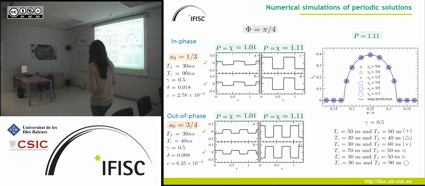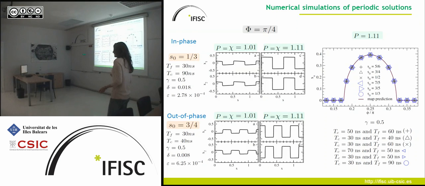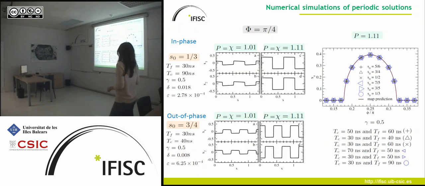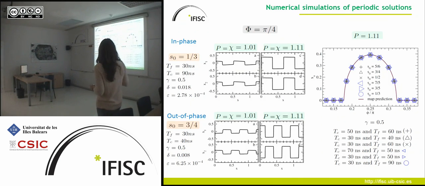Here we have an example of in-phase solutions that can be obtained with a ratio odd-odd, and an example of out-of-phase solutions that are obtained for a ratio odd-even. And we can see that the amplitude is the same for in and out-of-phase solution. This can be also seen in this figure, where we have plotted with different symbols the amplitude of the solutions for different values of the ratios between the delays. And in solid line, the prediction of the map. And we can see that the numerical simulations are in agreement with the prediction of the map.